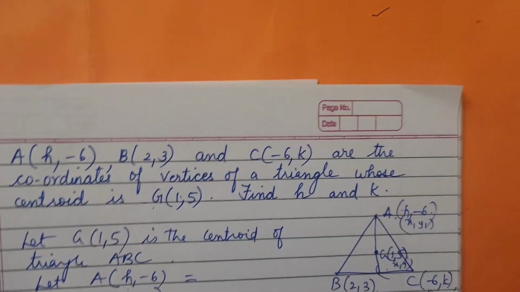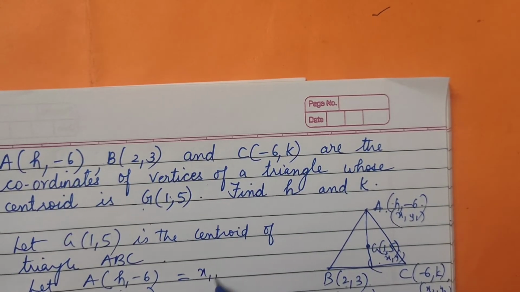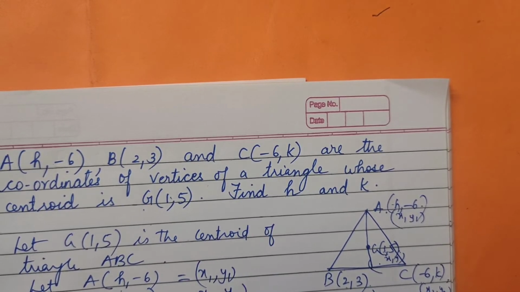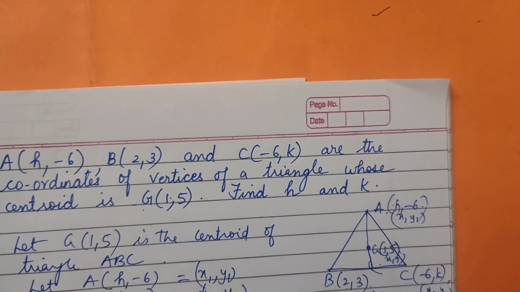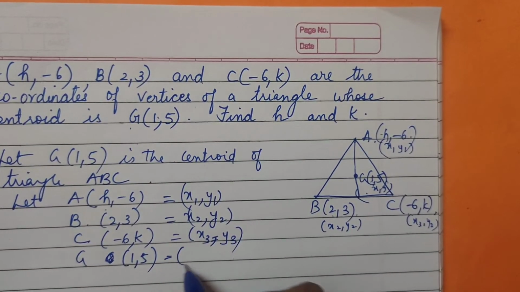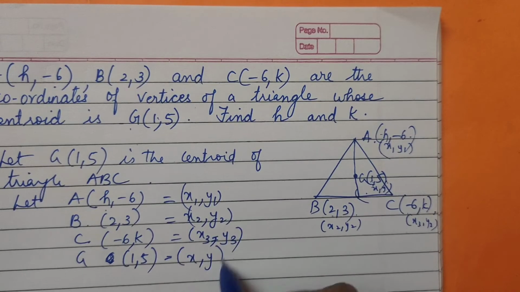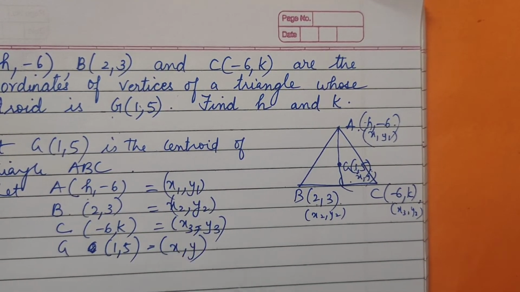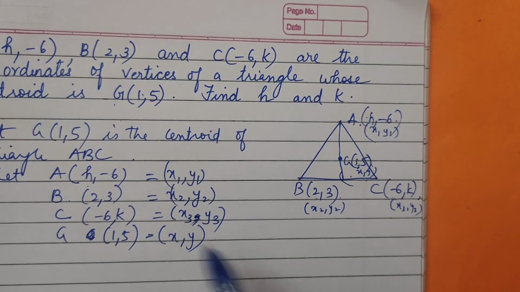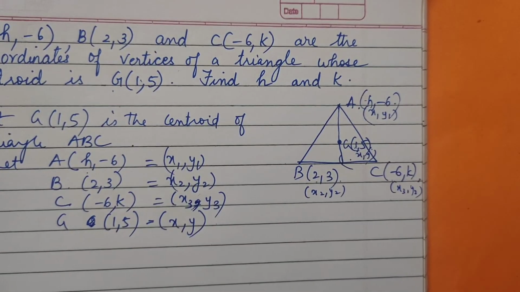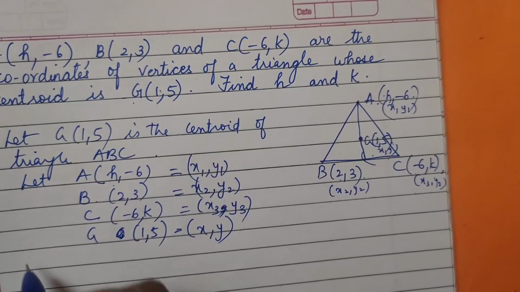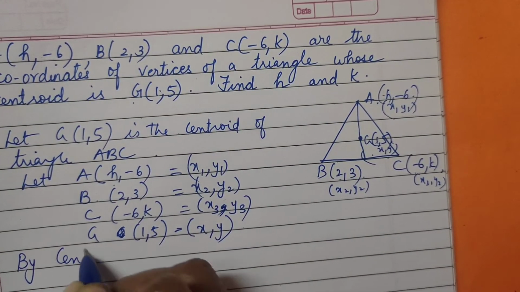So we are writing here x1 y1, x2 y2, x3 y3, and x, y here. We have assigned already the same thing. We are writing very clearly so that there won't be any confusion while substituting those particular coordinates. Okay, my dear. Now, you know the centroid formula. We need to write the centroid formula.